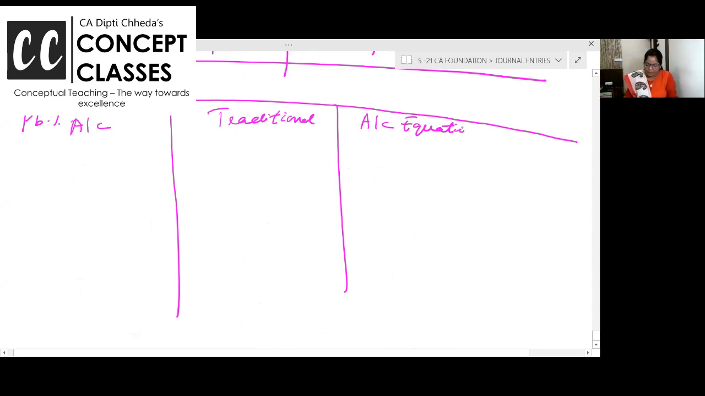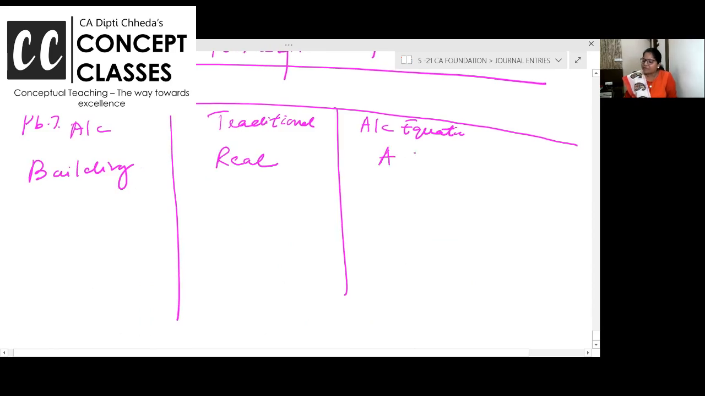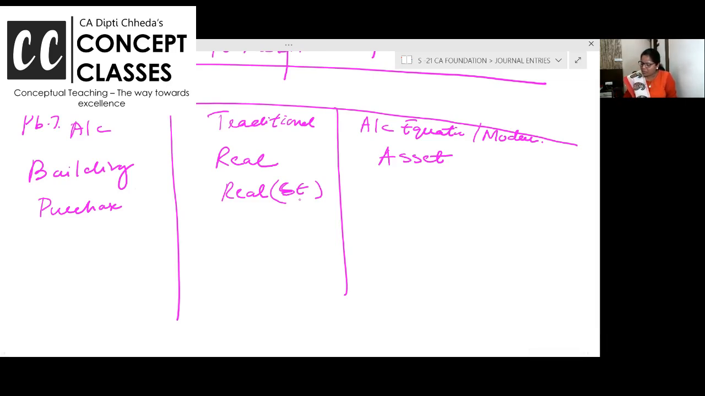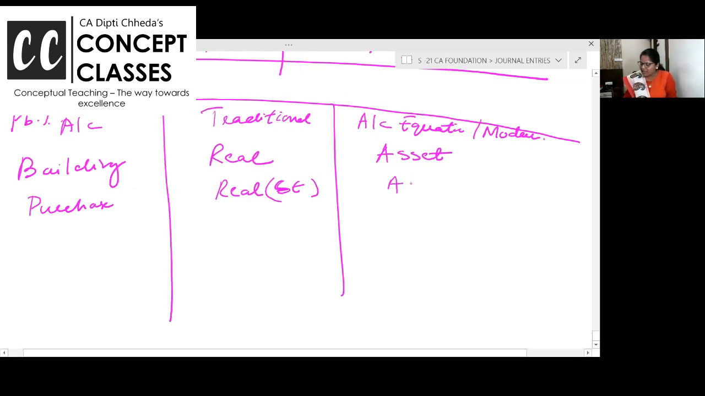The first one, building. Building in the traditional approach is a real account. It's an asset, and in the modern accounting equation approach, it's an asset. Purchases: in traditional, it's a real account, it deals with stock. And in the accounting equation approach, purchases is again an asset. That's why purchase is debited, because stock is coming in.